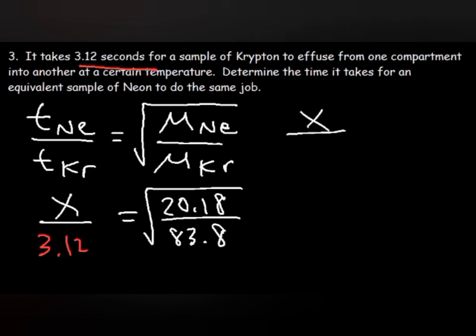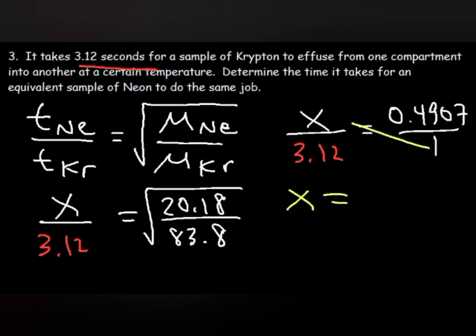So X divided by 3.12 is equal to 0.4907 over 1. And let's go ahead and cross multiply. So 1 times X is X, and 0.4907 times 3.12 is 1.531. So this is the time it takes for neon to do the same job.